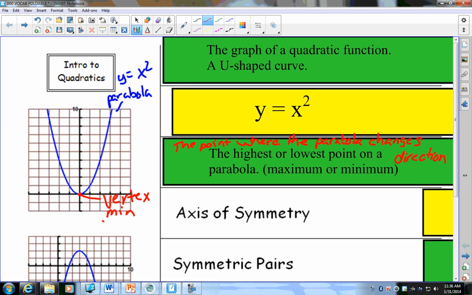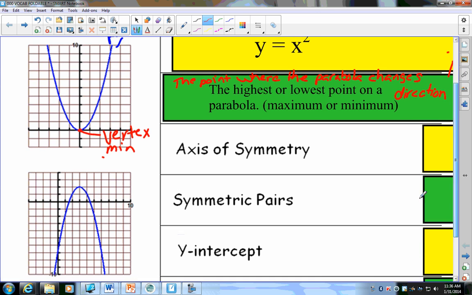That's the vertex. On the other parabola they have drawn, put a dot. That is the vertex of that parabola. And in this case, it's at the top of the parabola. It goes up and then goes back down. This is a maximum point. So you need to write maximum.